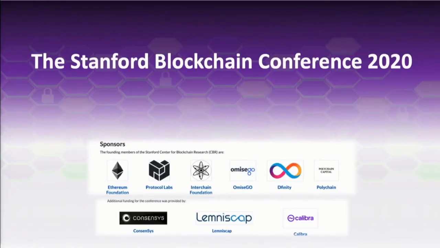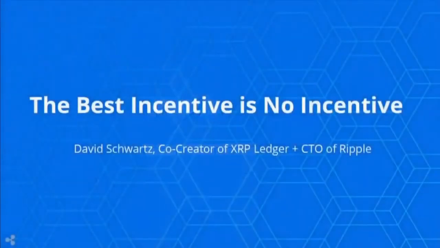Okay, so we're ready for the last session of the conference. Time flies when you're having fun, but it's a very exciting session, and we're going to start with David Schwartz, who's one of the co-creators of the XRP Ledger and Ripple, and who's going to talk about a slightly controversial title: the best incentives is no incentives. So give it up. Thank you.